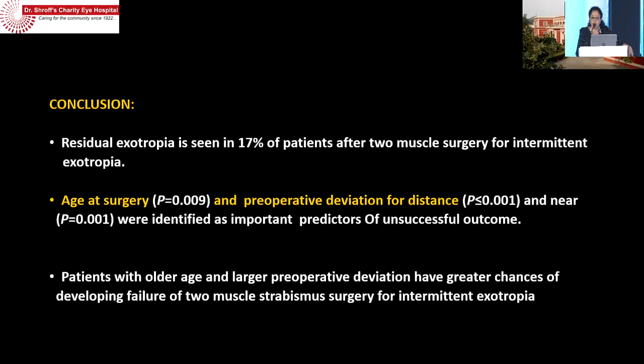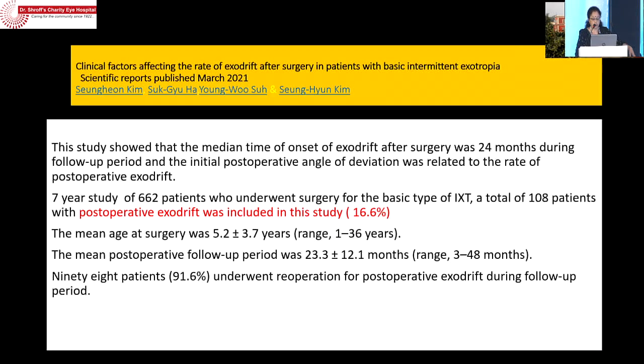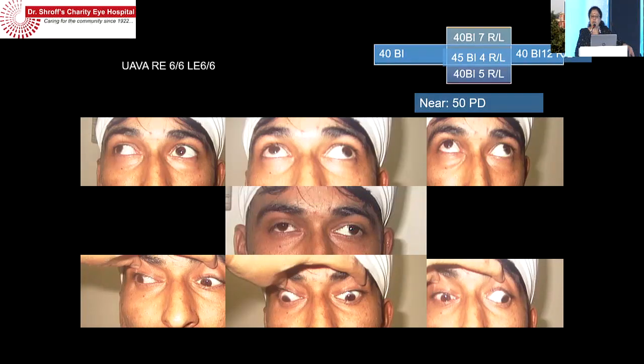So what we found, the main factors were the age at surgery. Patients with an older age and a large preoperative deviation had greater chances of failure of 2 muscle surgery for intermittent exotropia. Similarly, a paper published in 2021 found the same thing, a post-operative exodrift of around 16.6%. So recurrence is common, and we have to study the factors.